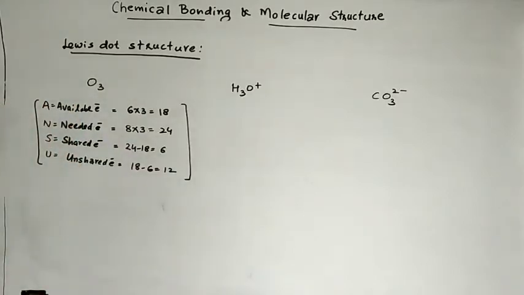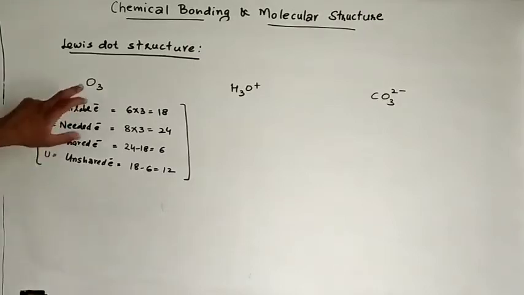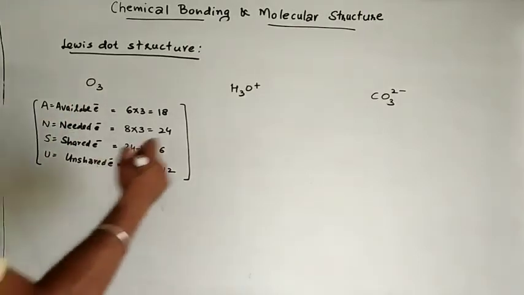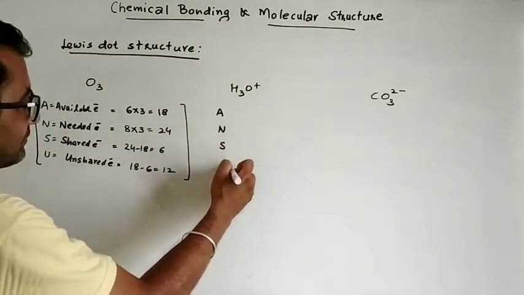How to find A, N, S, U? Without finding these, you can't write the exact or accurate structure of any compound or molecule. This is a method, a trick, to write the Lewis dot structure. A is available electrons, the electrons present in the valence shell. With practice you will get to know this.